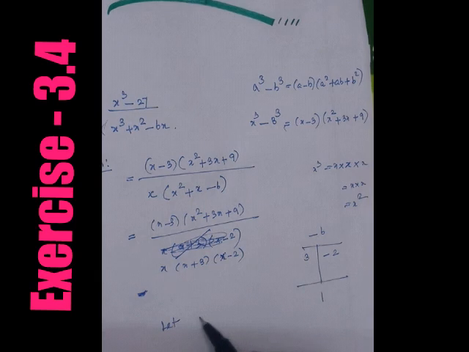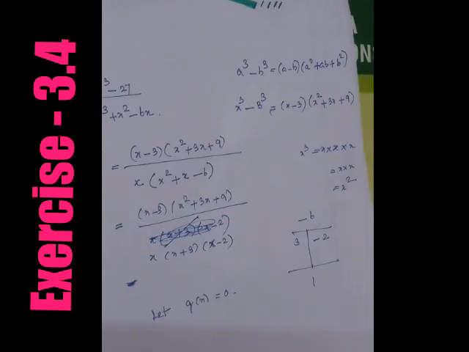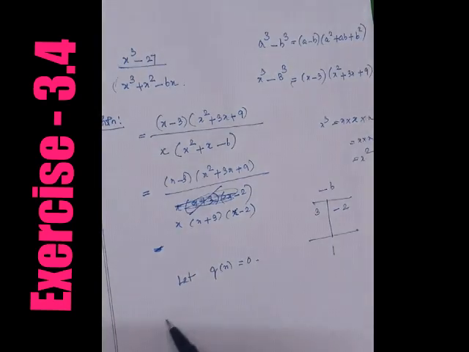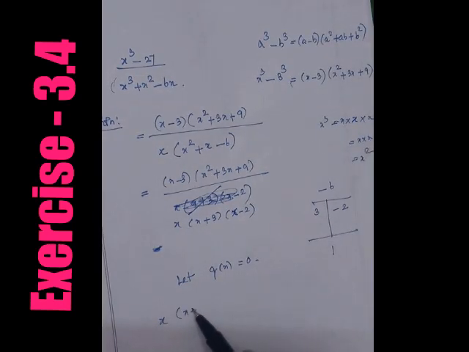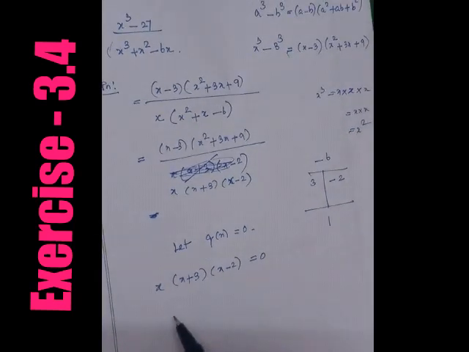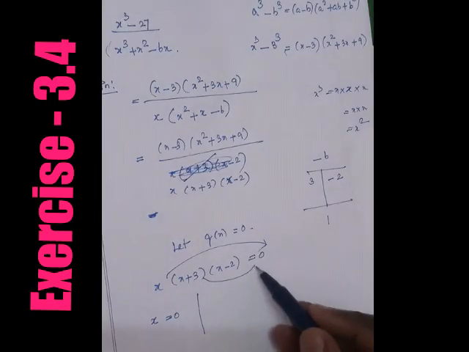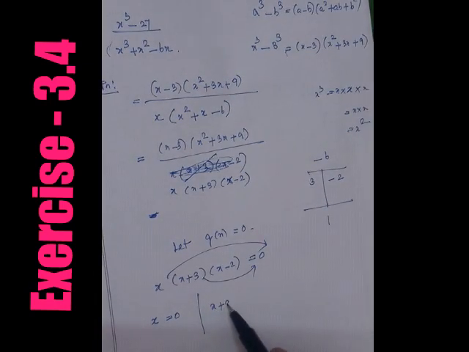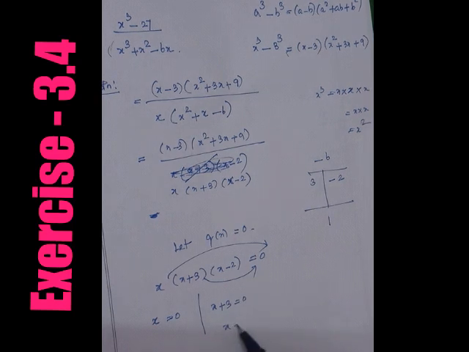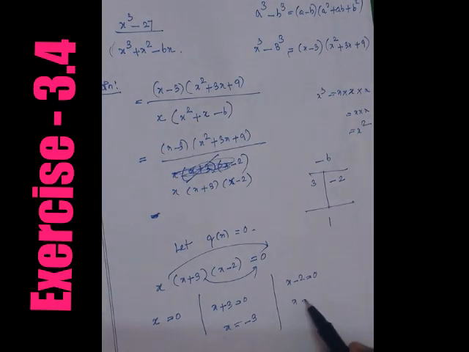Let q of x be equal to 0. This is a concept. So here q of x is x into x plus 3 into x minus 2 equal to 0. How can we find the values? So first, x is equal to 0. Second, x plus 3 is equal to 0, x is equal to minus 3, the plus 3 becomes minus 3. And x minus 2 is equal to 0, x is equal to plus 2.